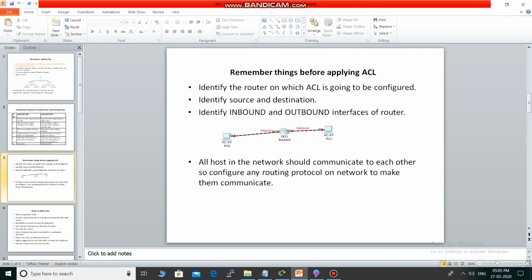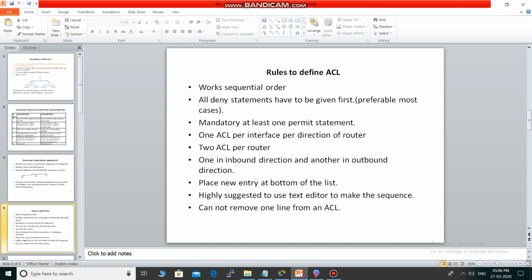Fourth thing is that all hosts in the network should be able to communicate with each other. So we need to configure a routing protocol on the network to make them communicate. You can configure RIP, EIGRP, OSPF, any routing protocol, to communicate with all the hosts on the network. Now, rules to define ACL. Now, how to define or how to apply that particular ACL on a router.